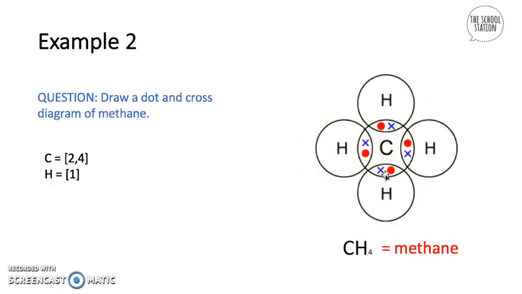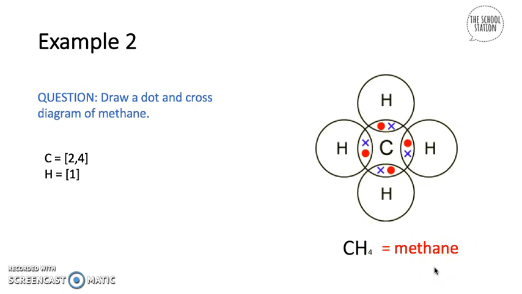This is a bit of a bigger covalent structure, but do not worry, it is exactly the same method. The question is to draw a dot and cross diagram of methane. So you'll have to know what methane is. Methane is CH4, okay? So you should know that methane is CH4. It's really important to memorize that methane is CH4, okay?